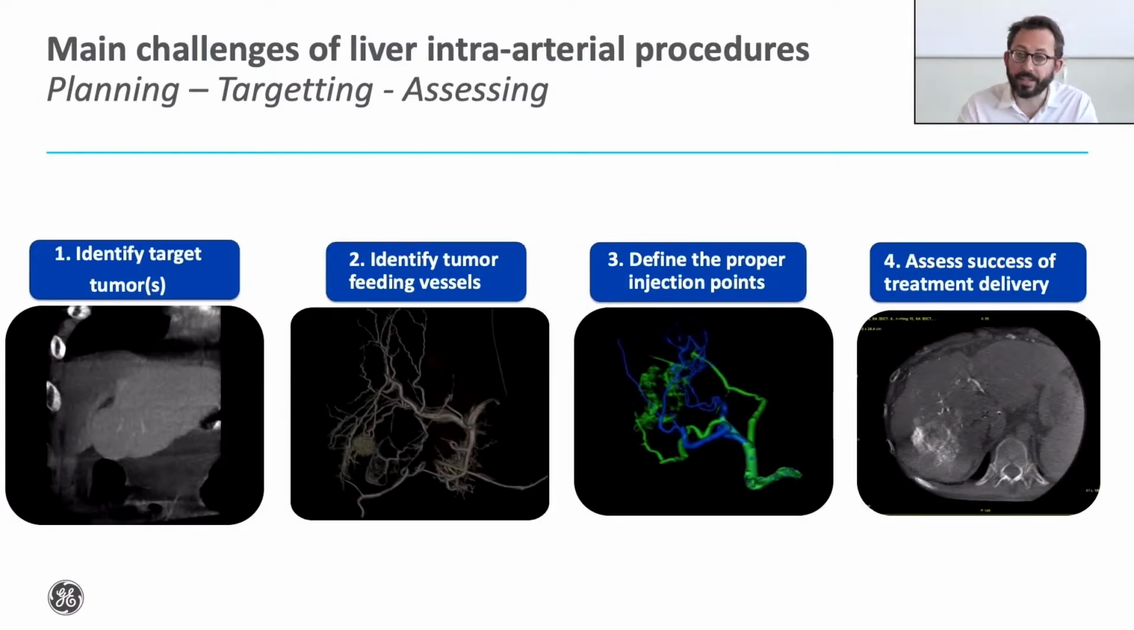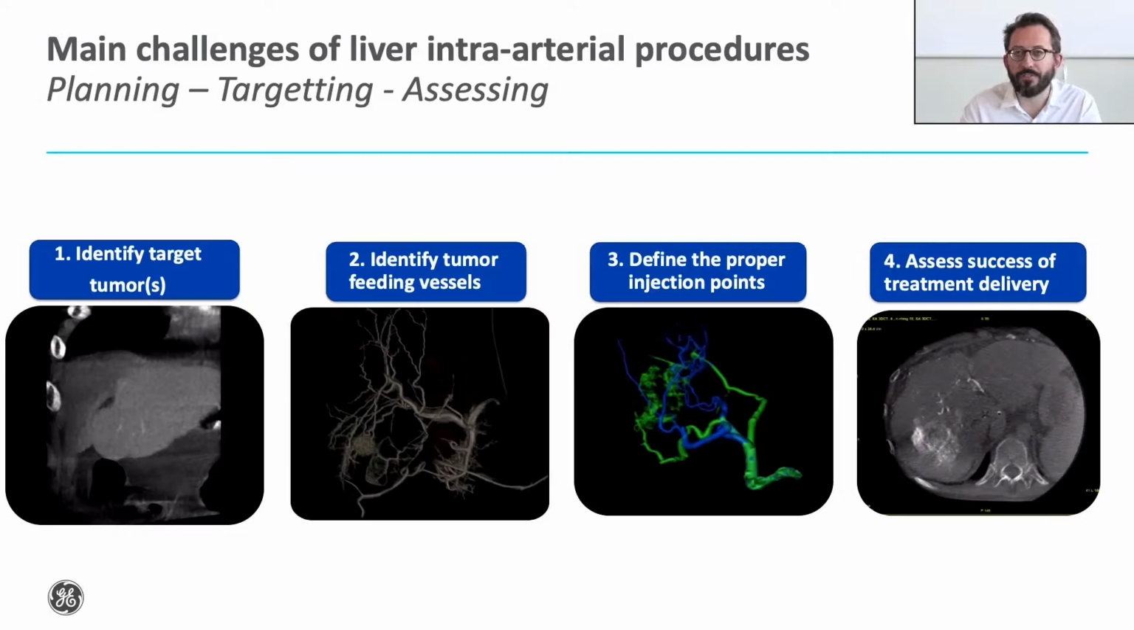So you want to identify the target tumors, and you will do that with pre-operative CT and MRI, of course, but still during the procedure you will need to identify those tumors. You will need to identify the feeders of the tumors because after all, you're doing intra-arterial treatment, so you want to go into those different feeders selectively.